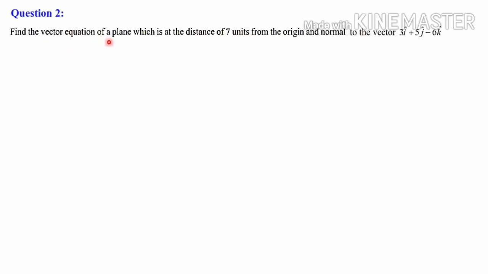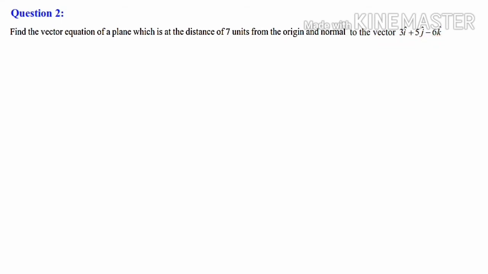Move on to question number 2. The question is, find the vector equation of a plane which is at a distance of 7 units from the origin and normal to the vector 3i cap plus 5j cap minus 6k cap. Go through the question and identify the given conditions. Here the distance is given to you, that is 7 units. Distance means d is given as 7 units, and a normal vector is given, that is 3i plus 5j minus 6k.